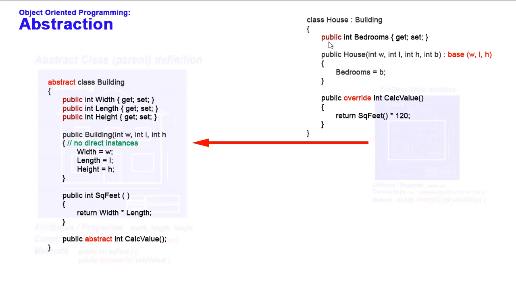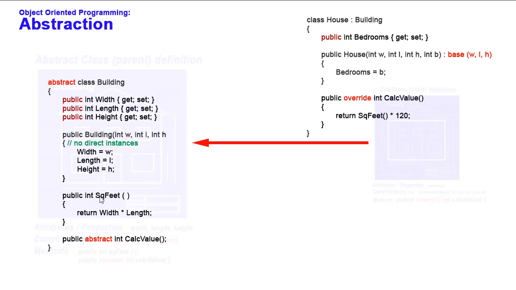So over here then is my concrete class of house. It inherits from building. I added an additional property here of bedrooms, which I can get and set, so the number of bedrooms in the house. I have a constructor for public house, in which I'm passing it the width, length, and height, which go to the base property, but also B for the number of bedrooms, and I populate that property here.